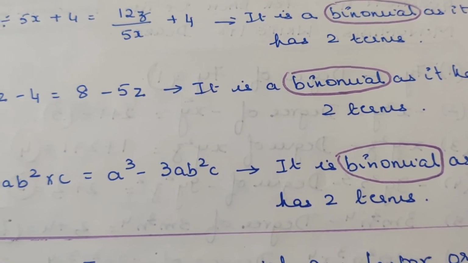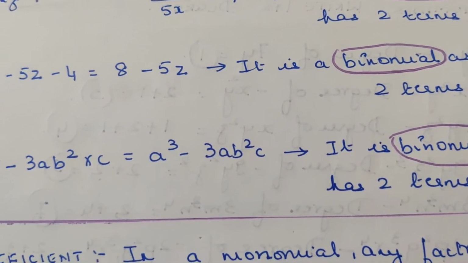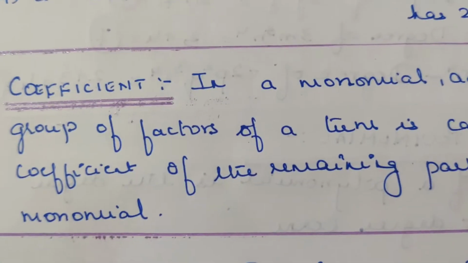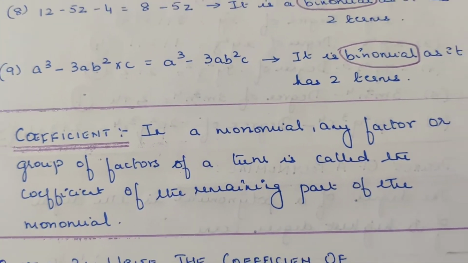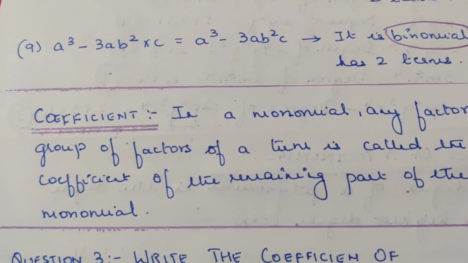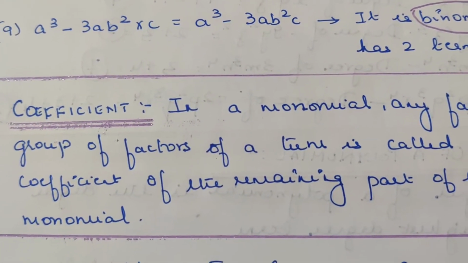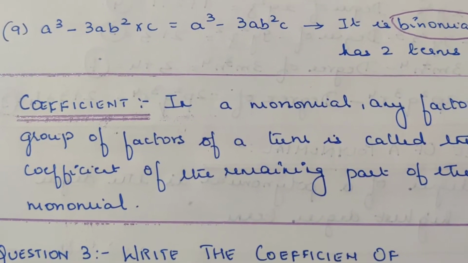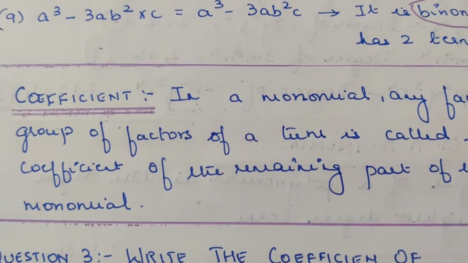Fair enough. Keep doing this exercise again and again. Maybe if you do it twice, more than once, you will get a hang of it, and it's pretty easy. Coefficient. In a monomial, any factor or group of factors of terms is called the coefficient of the remaining part of the monomial. So you will understand when I do the next set of questions. So I am just pausing and repeating. In a monomial, any factor or group of factors of terms is called the coefficient of the remaining part of the monomial.